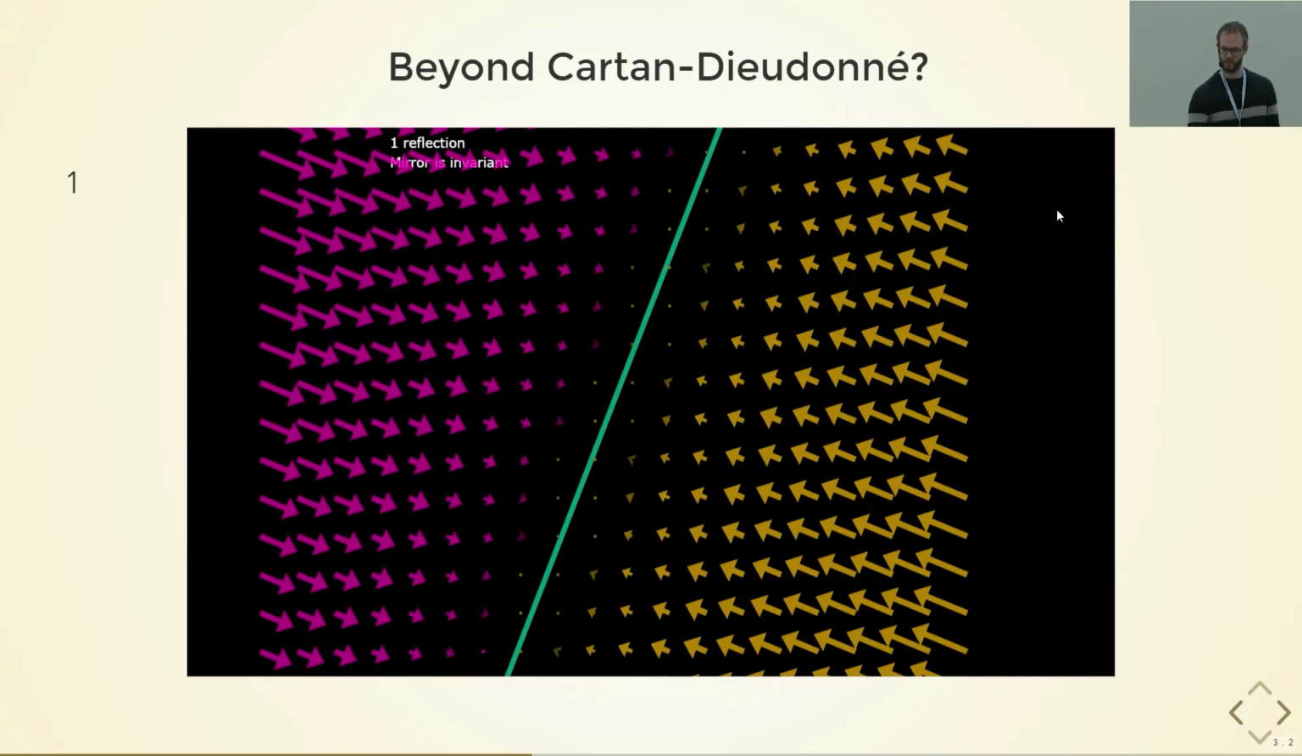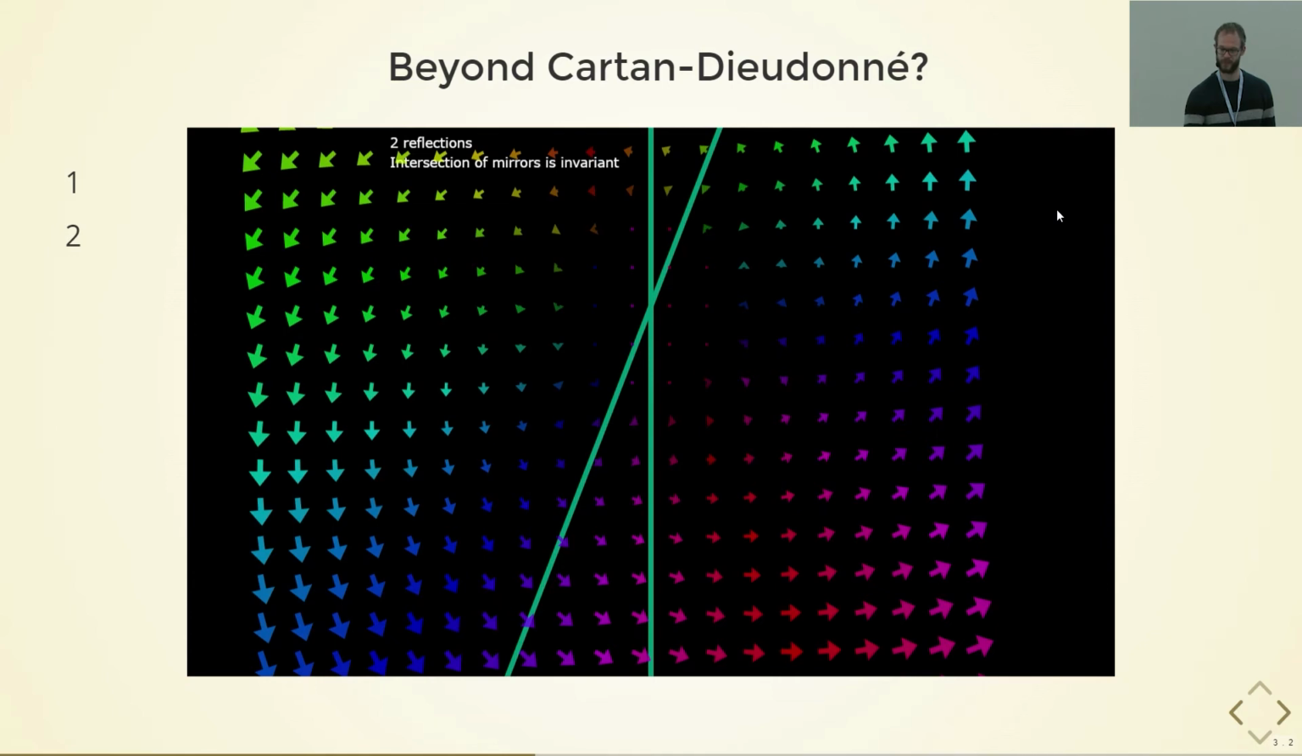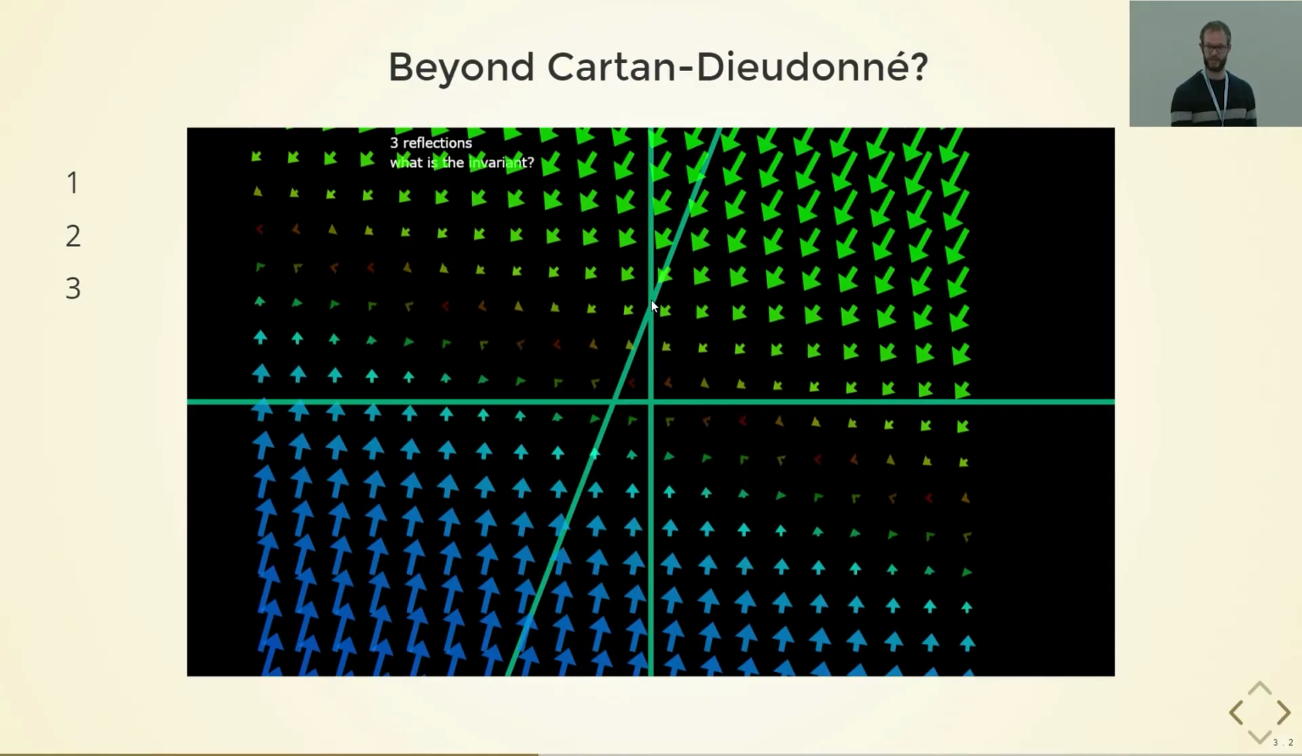Now if I do 2 reflections, then you start to get a rotation around the intersection point, as expected. And now you notice what is left invariant under 2 reflections. That's only this point, right? Everything else has to move around the point, but the point in which these 2 reflections intersect, that's your rotation axis, that remains fixed. But now if I do 3 reflections, something weird happens.